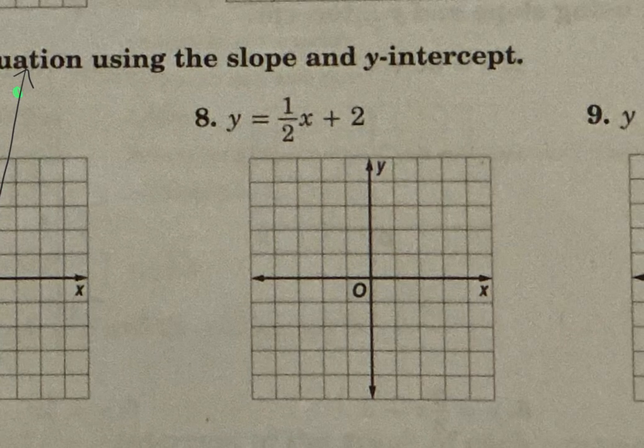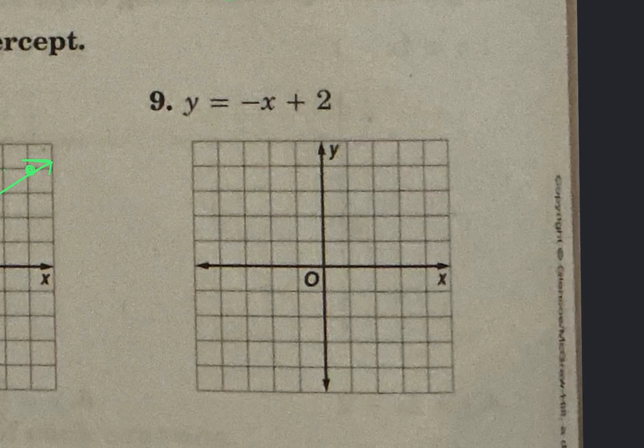All right, question 8. I'm going to start at +2, first dot. The fraction tells me to go up 1, right 2. Up 1, right 2. Up 1, right 2. Remember if you don't connect with arrows, then on today's quiz I would have to count you incorrect. Question 9, I'm going to start at 2. And this doesn't look like there's a number, but it's really -1 over 1. So I'm going to go down and right, down 1, right 1.